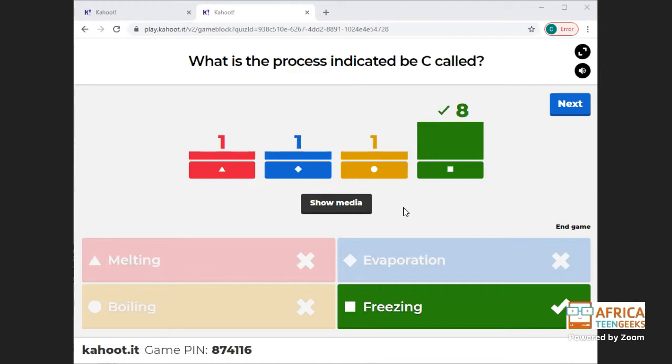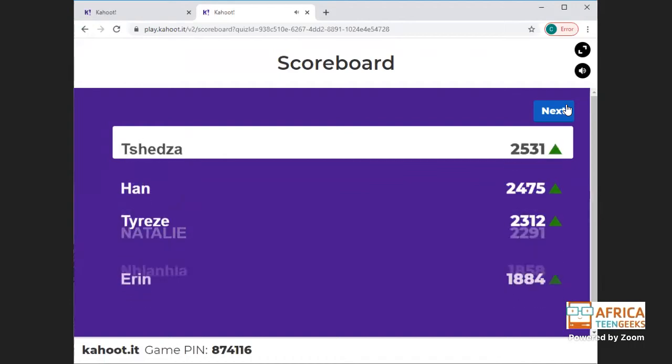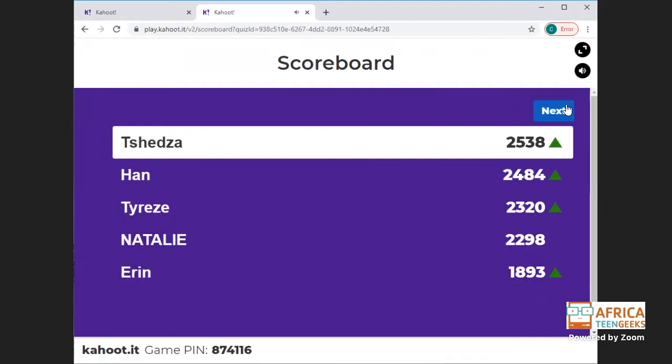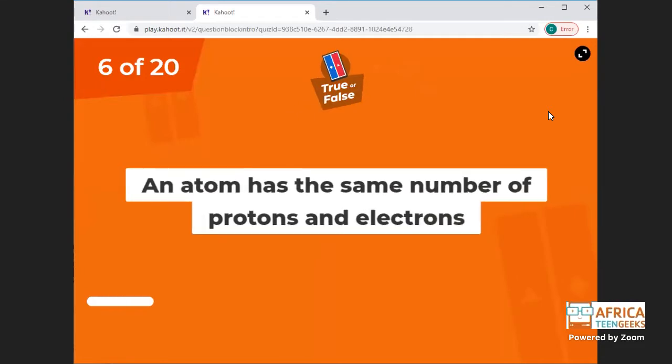Okay, so here we had: what is the process indicated by C called? Most of you guys got it, which is freezing. Correct, guys? That is freezing. Right. So Chedza is topping the board. Then we have Han, Tyrese, Natalie, Erin, Nhlanhla. Let us continue then.